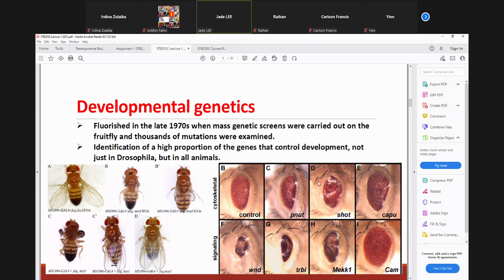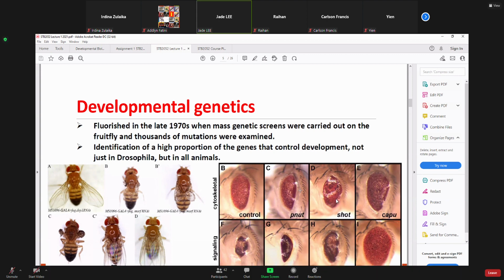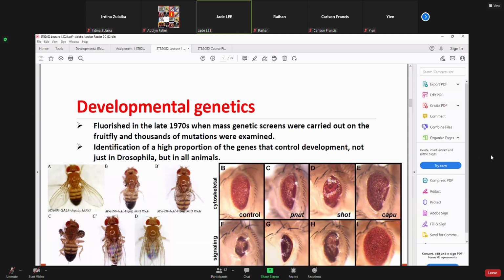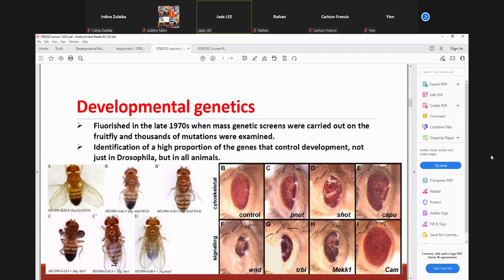So identifying the high proportion of genes that control development, not just in Drosophila but in all animals, is the dream of all scientists. We want to decipher the function of the gene. Which gene controls which part? We want to understand the function, not the network of the gene. If you look at the Drosophila here, we have the normal one and the mutant type. Compare the mutant to the normal one, and you can see they are very different in terms of phenotype, isn't it?